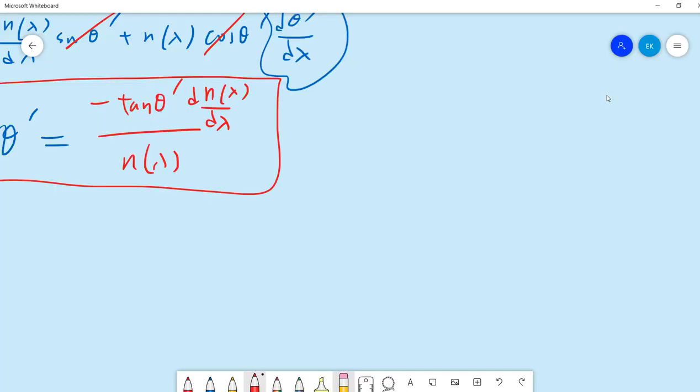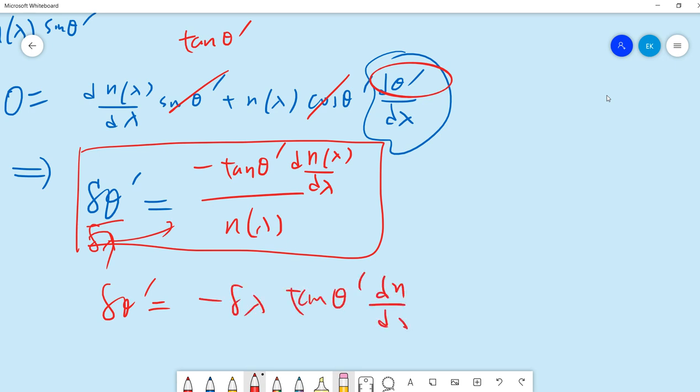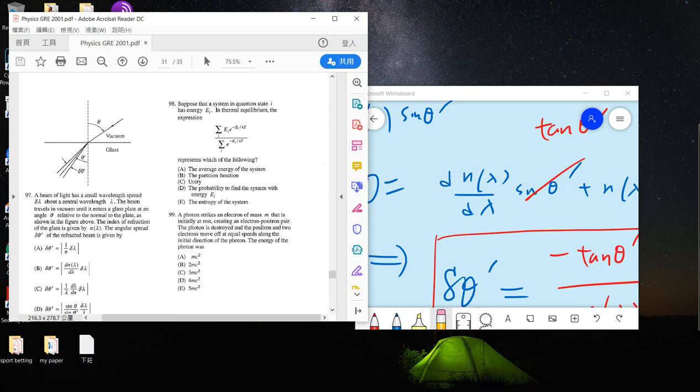Oh, by the way, this delta theta prime basically is this one, so you should multiply by delta lambda here. So what you get is this one. Okay, so you take the absolute value and then you get the answer. So the answer is E. So 98. I don't have to explain because you just weight the energy by the Boltzmann factor. So the answer is the average energy of the system. The answer is A.